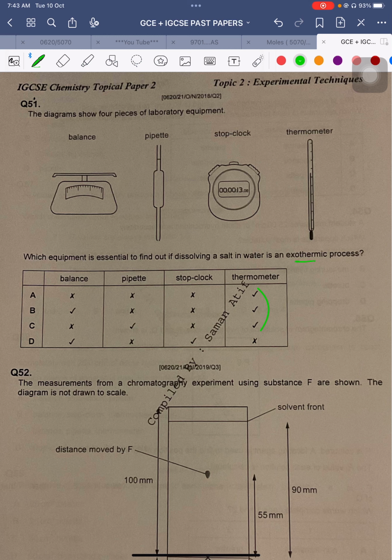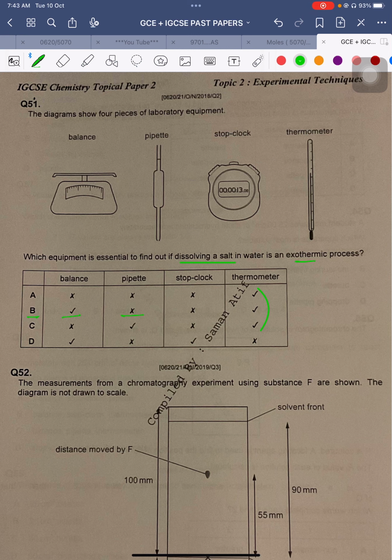Okay. And then if dissolving salt in water, it means that we have to measure the amount of the salt as well. So for example, this is B. Why is it so? Because we are requiring a balance, but we are not requiring a pipette. We are just dissolving salt in water. So we are just looking into the mass of the salt before and after, for example.